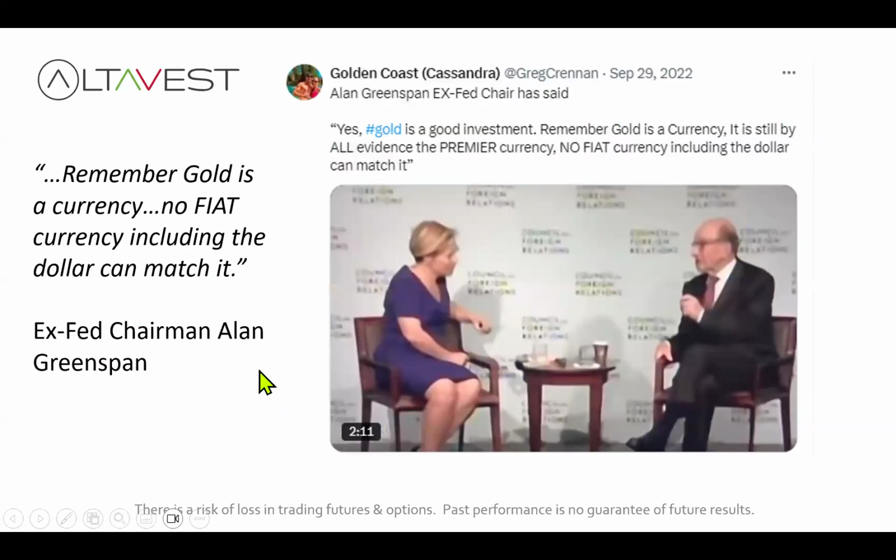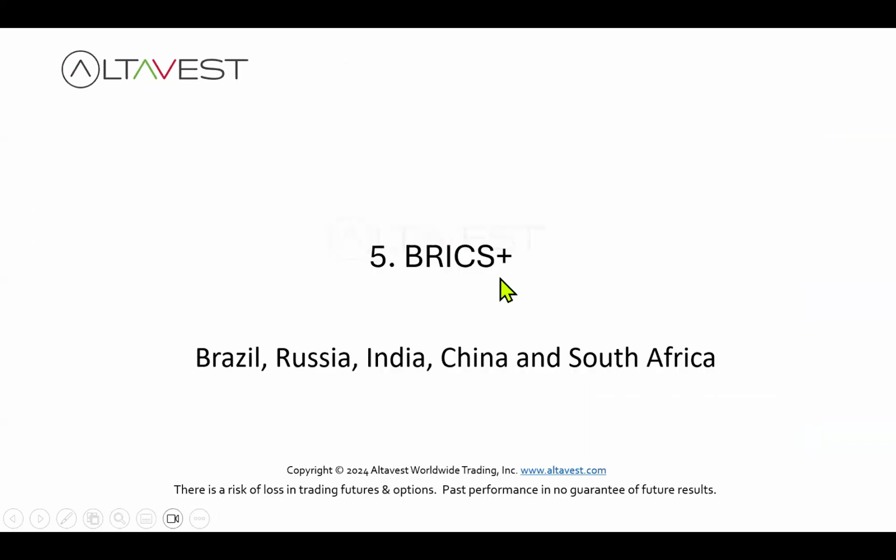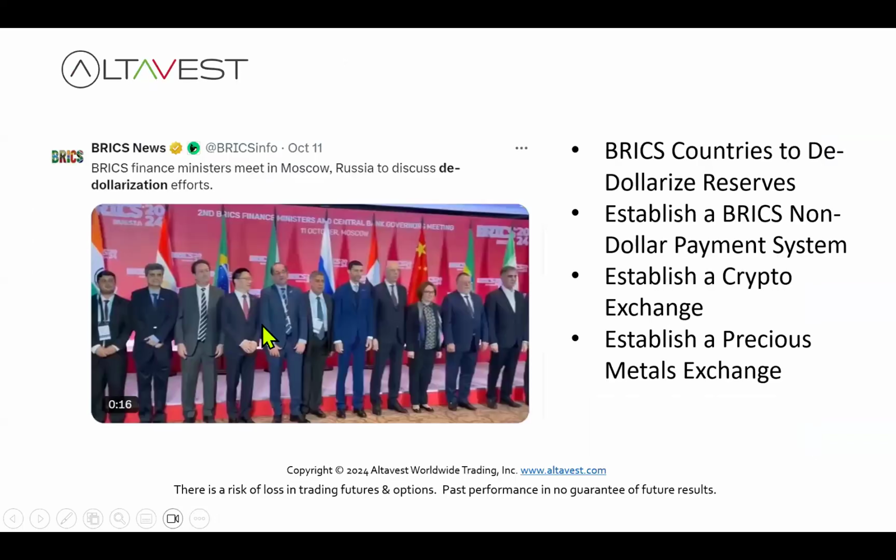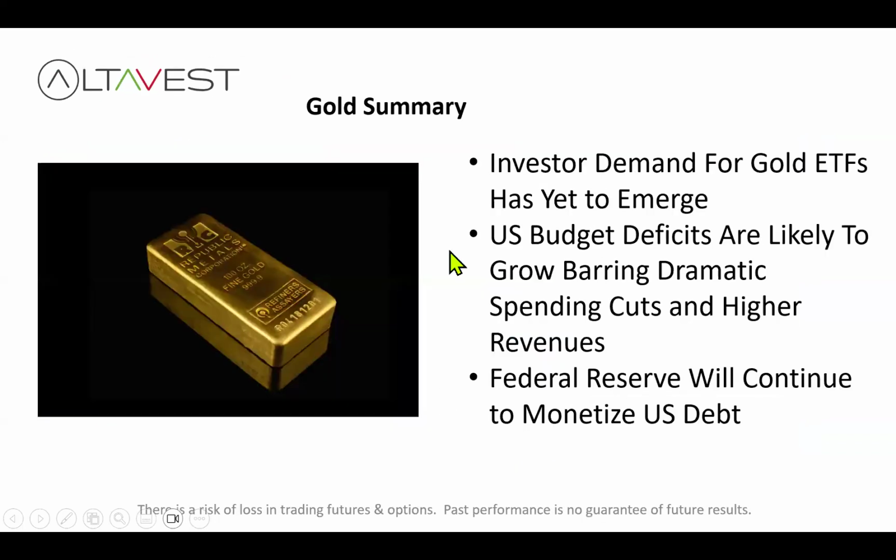I won't go on and on, but even Greenspan said, remember, gold is a currency, something we sometimes forget. The BRICS countries are looking to establish a precious metals exchange, crypto exchange, and a BRICS non-dollar payment system. So in summary, there's a lot behind gold, and we think it makes sense to have a little bit of that in your, what do they call it, quiver?